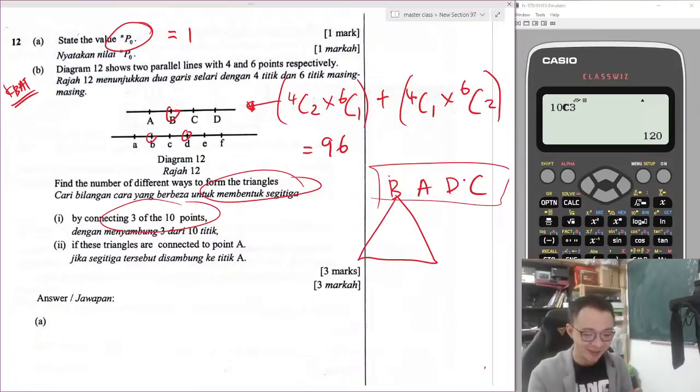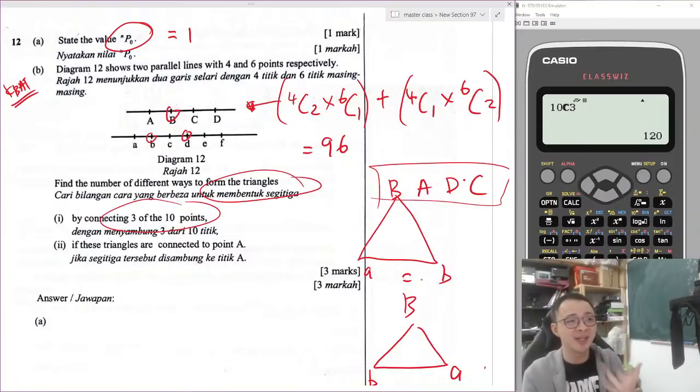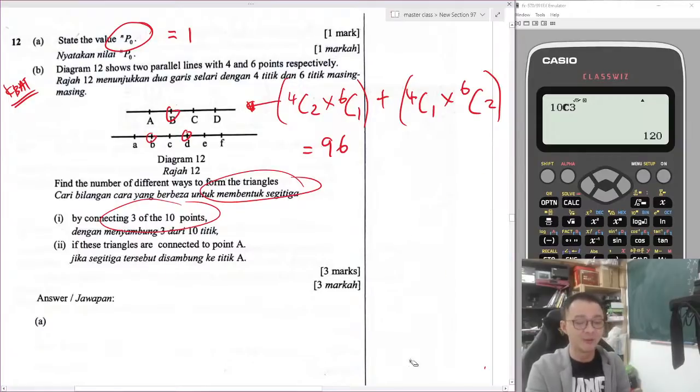Do you get the idea? Let's say I have BAB, and this triangle is BBA. Are these two triangles the same triangle? Yes, they are the same triangle. So in this case, I assume permutation is not important. This case is all about how to form the triangle only.